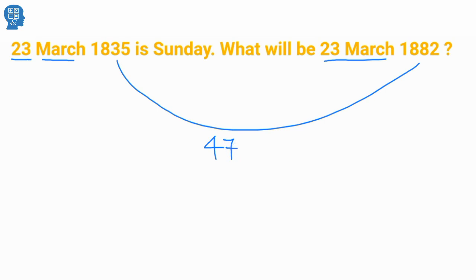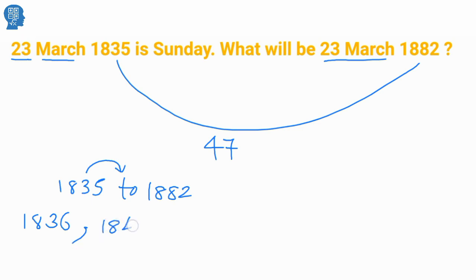In this 47 years, we need to find how many leap years we have. Counting leap years is very important. We have to check the period from 1835 to 1882. After 1835, which is the leap year? 1835 is not a leap year, and 1836 is a leap year because it is divisible by 4. Next you get 1840 and so on.